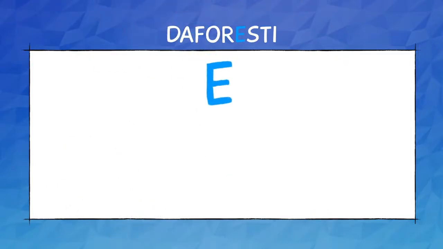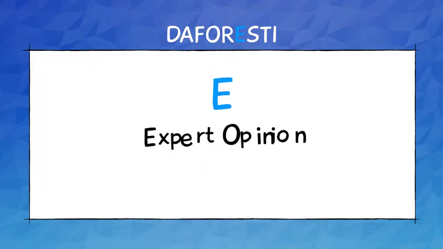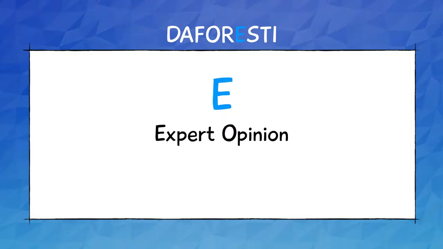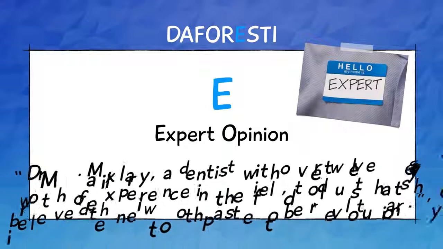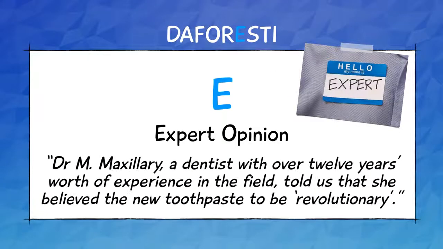The second technique E stands for is expert opinion. An expert opinion is when you bring in somebody else's point of view, particularly somebody with knowledge and expertise in a specific area. For instance, a persuasive leaflet trying to sell a new type of toothpaste might use a quotation from a dentist to help convince the audience that the toothpaste is so good it's approved by experts of teeth.